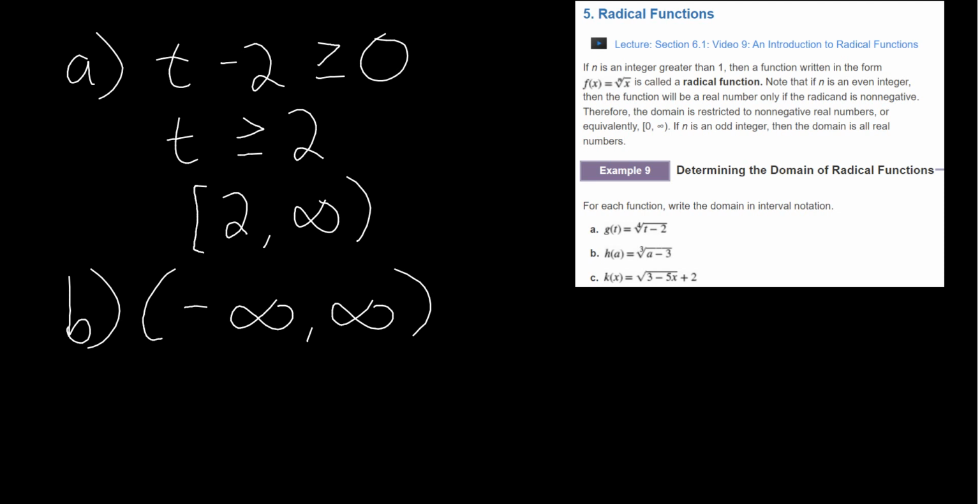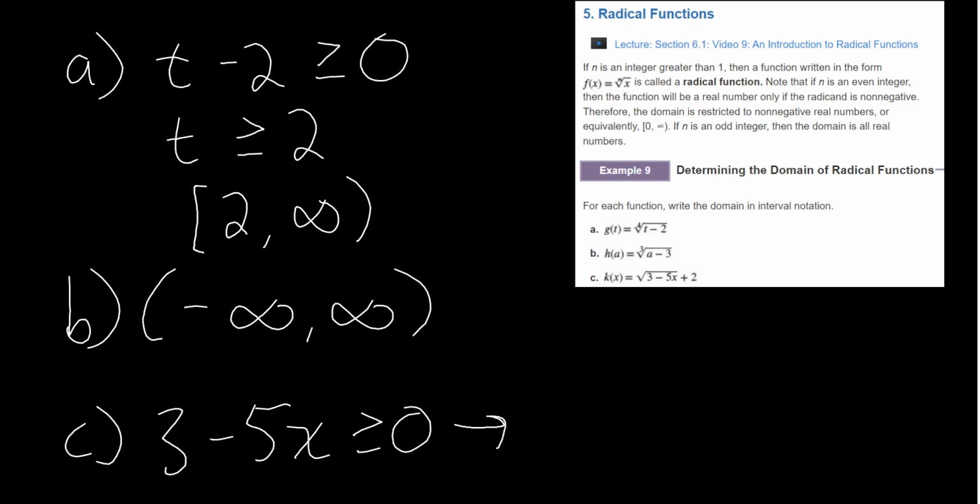And then C is a little more tricky. Okay, well, it is the square root of 3 minus 5x, all of that plus 2. So I'm really only concerned with what's inside the radical. So I'm just going to set what's inside my radical, 3 minus 5x, to greater than or equal to 0. And then I'm going to solve.